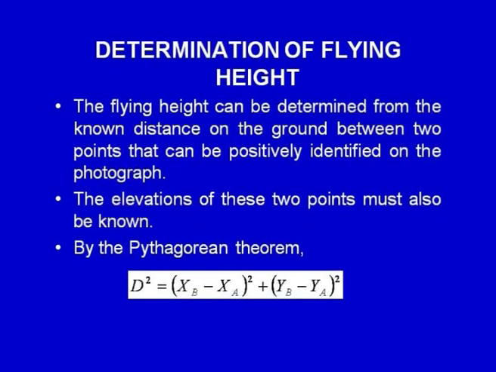By the Pythagoras theorem, we know that the distance between two points whose ground coordinates are known can be expressed as the square of the difference of the x coordinates of the two points plus the square of the difference of the y coordinates of the two points, and taking the square root, one gets the distance between the two points.